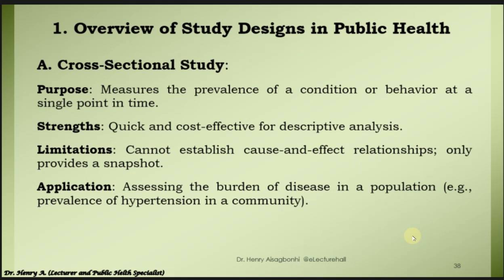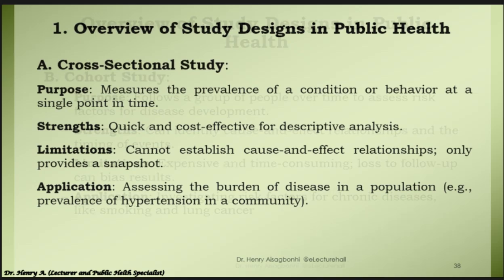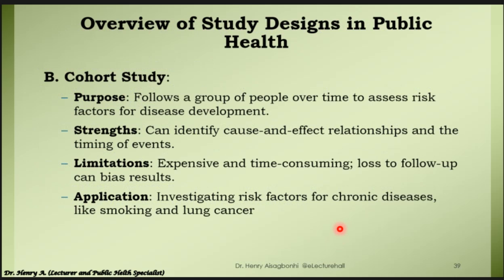And so it can be applied by assessing the burden of disease in a population. Example, the prevalence of hypertension in a community. What's happening? Everybody in this community, when they come to the clinic, they all have features of high level of hypertension. So all these things we want to check, and we want to be sure that we could nip it in the bud. Let's see the next one, which is cohort study.